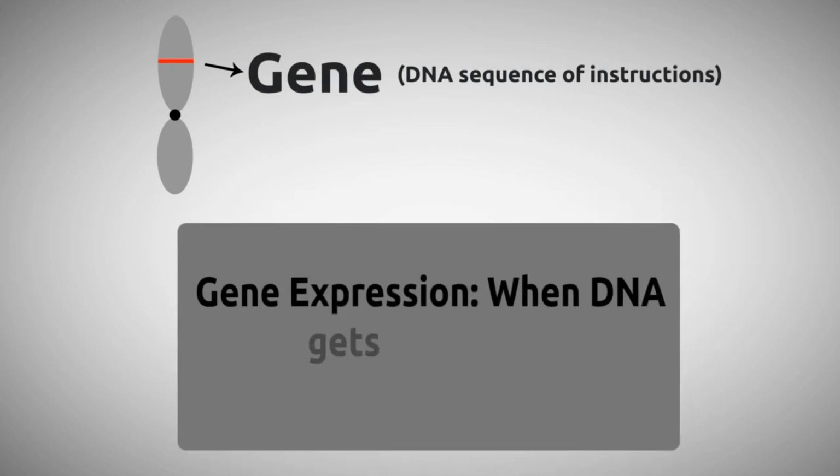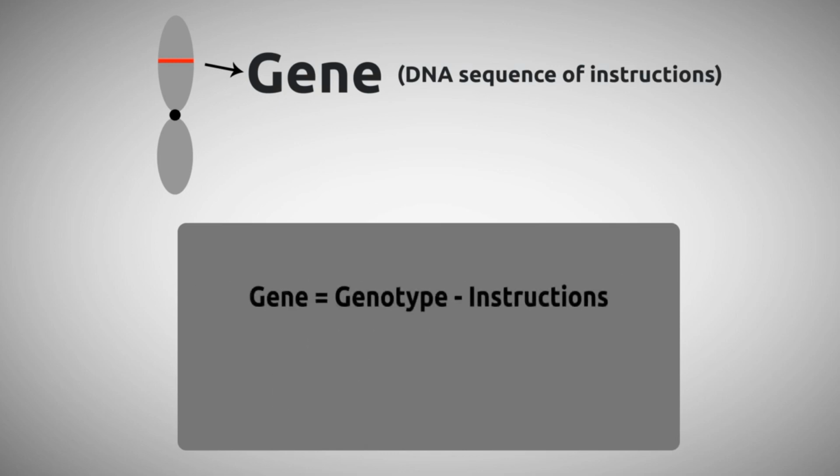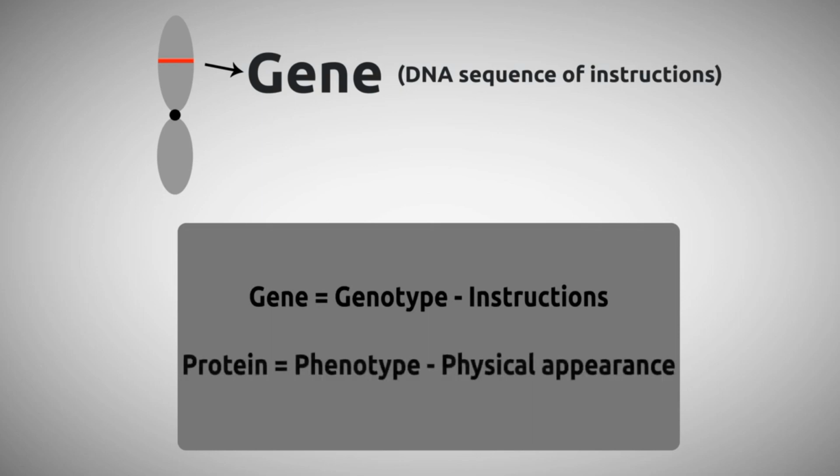That means this set of instructions actually gets made into its product. Every gene has a protein product. The protein then would be the phenotype. So that's the physical expression of those instructions from the gene.